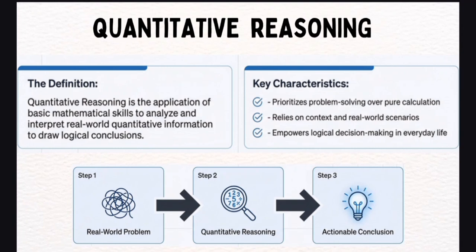Now, let's look at the key characteristics of quantitative reasoning. First, it prioritizes problem solving over pure calculation. Then, it relies on context and real world scenarios. It also empowers logical decision making in everyday life. We can also see that it is applied and data oriented, and we can see the practical use of numbers and data. So this is all about quantitative reasoning.